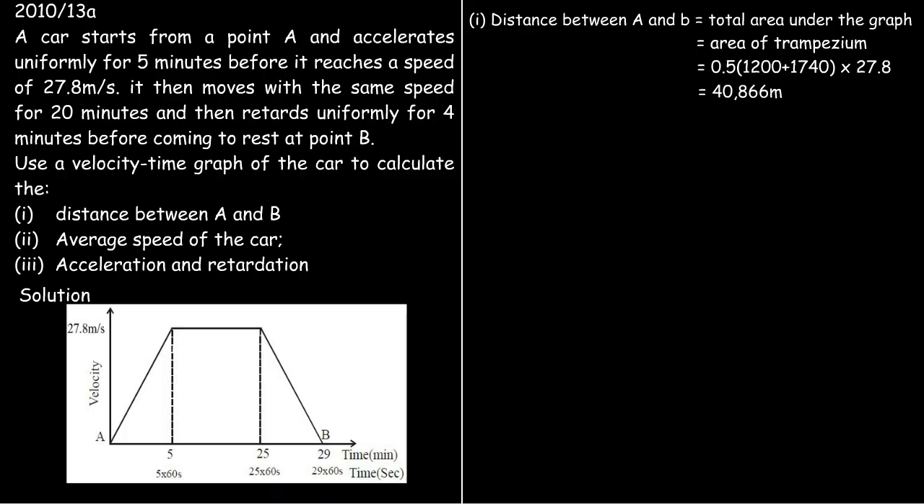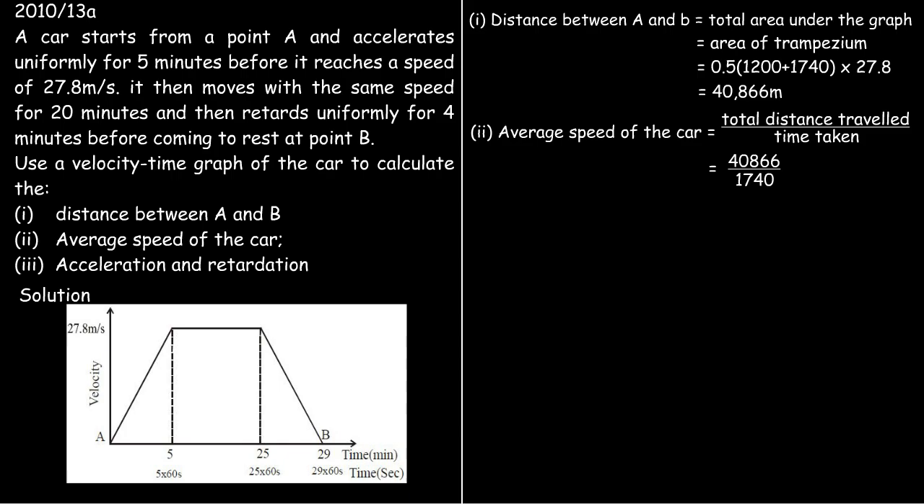That's our total distance covered from A to B, 40,866 meters. Now for the second part of our question, the average speed of the car, this will be equal to the total distance traveled divided by the time taken. Now our total distance traveled is 40,866 meters, and our total time, which is 29 minutes, when converted to seconds, is 1740 seconds.